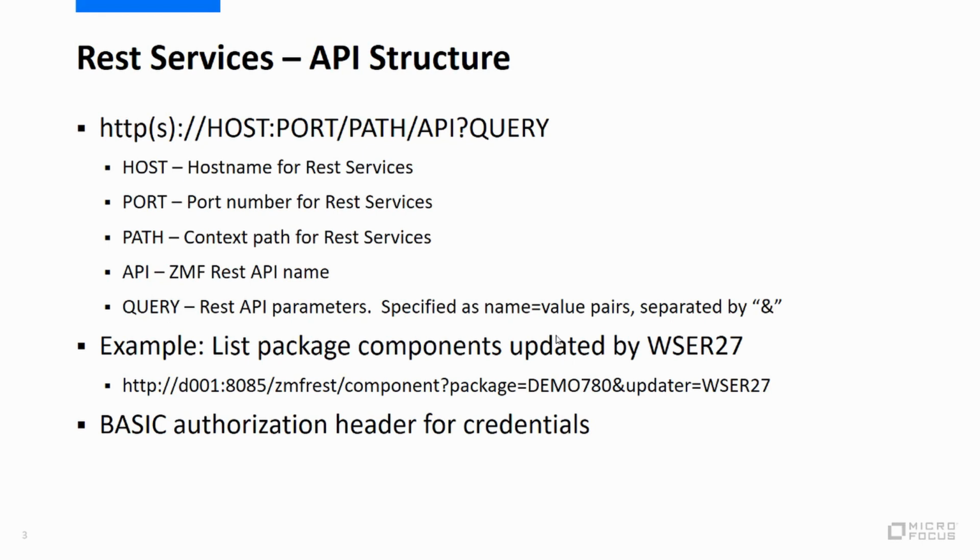For example, if you wanted to list package components that have been updated by user WSER27, that is the URL that you can see displayed to call that function. Authorization is required, and you must apply a basic authorization header.